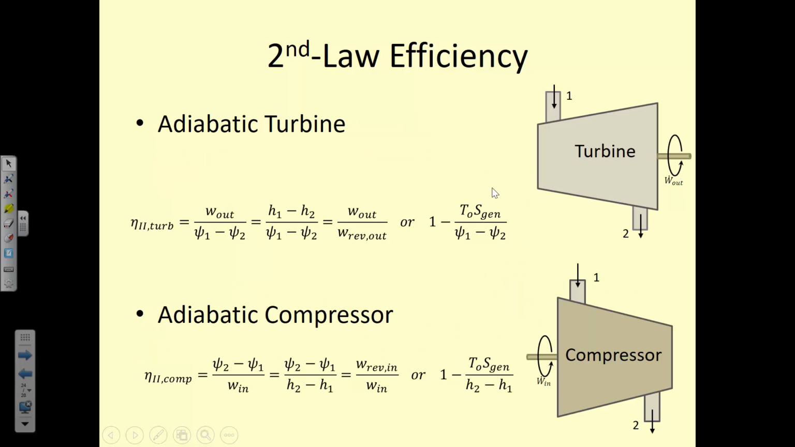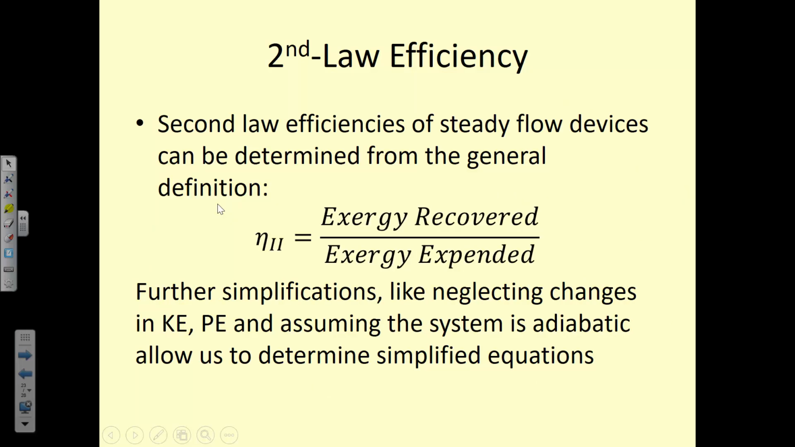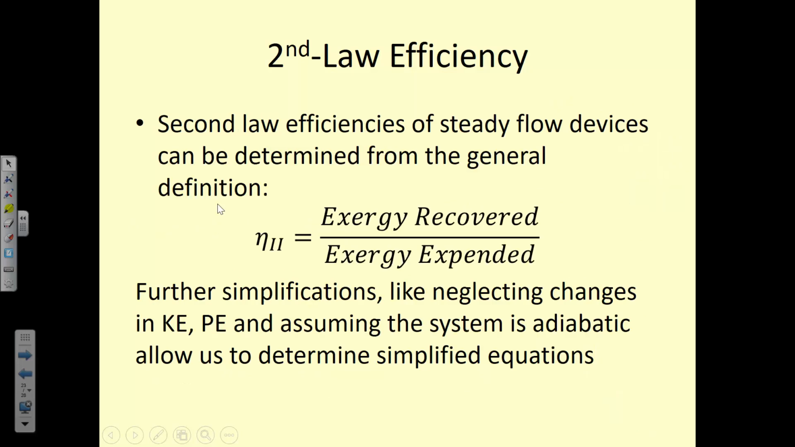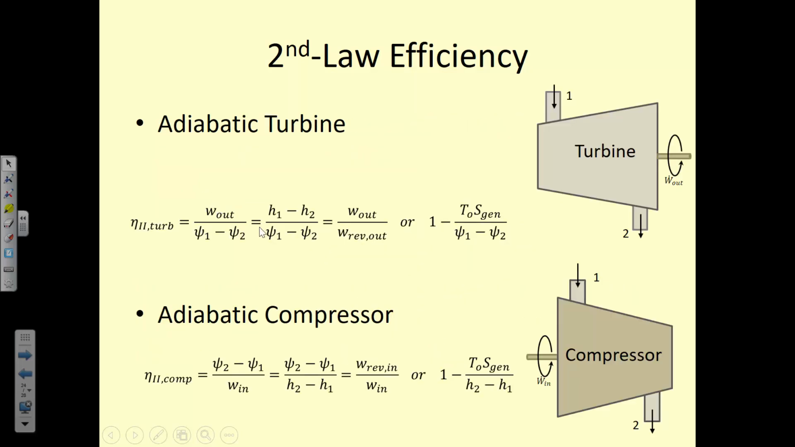So if we have an adiabatic steady flow turbine, then our work out is the exergy recovered, and the difference between the exergy coming in and exergy coming out is the exergy expended. Okay, so we have this work out term divided by this psi 1 minus psi 2, which we can also say is the reversible work out. So there's two different ways to think about this. One, we can think about the change in exergy as it flows through this turbine. The other is we can compare the work out to the reversible work out.